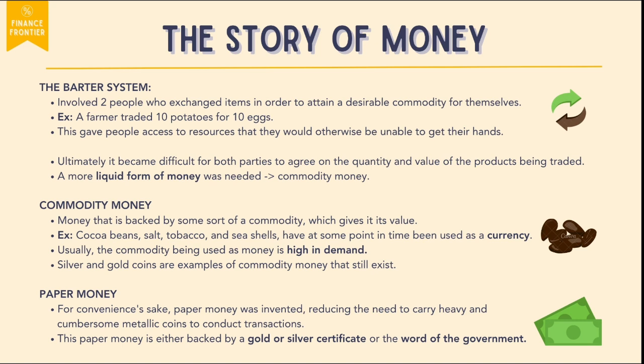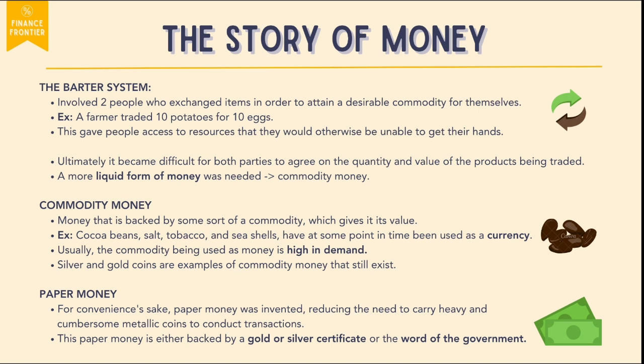So commodity money then came to being. Commodity money is basically money that is backed by some sort of commodity which gives it value. It has utility or usefulness in other applications beyond just its use as money. Even if no one accepted such goods as trade, the owners could still use these goods for their purposes.